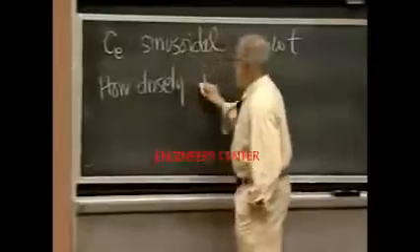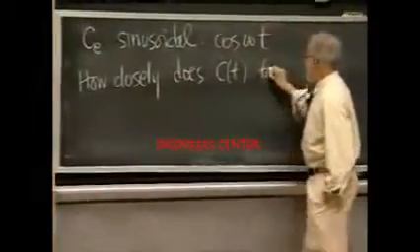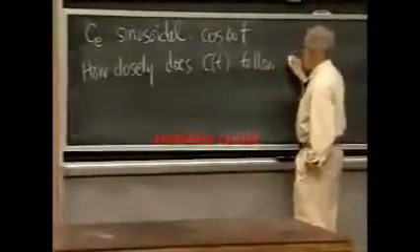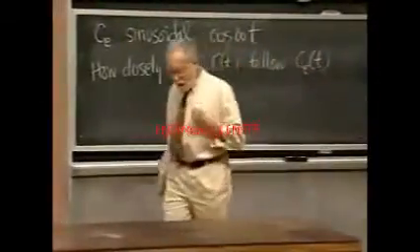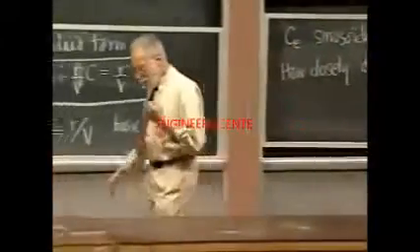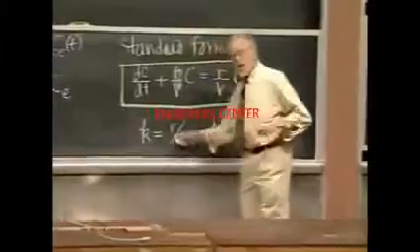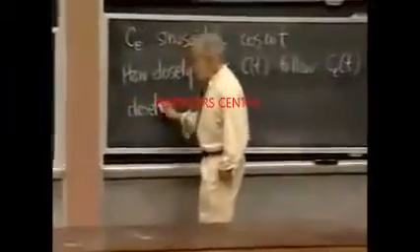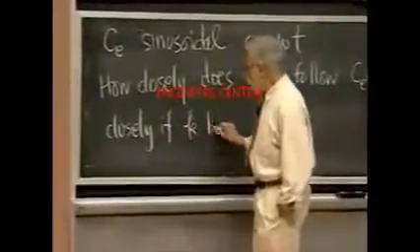I'm asking how closely does the concentration in the tank follow C sub E? Now, what would that depend upon? Think about it. Well, let's just analyze one case. Suppose K is large. If K is big.